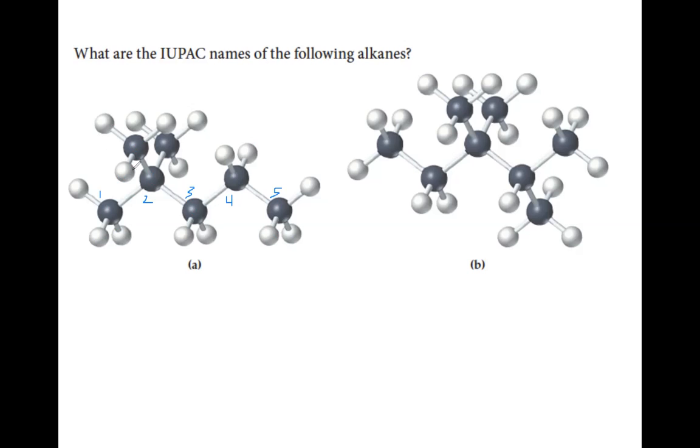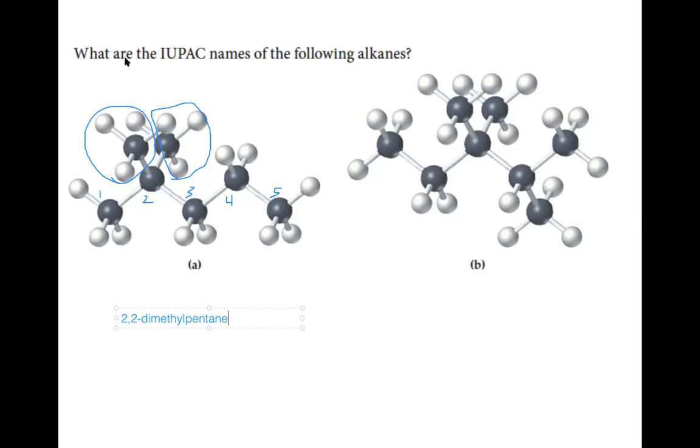And what's coming off of the second carbon? Well, 2 methyl groups. Okay, so what we would write for that is dimethyl, right? Because there are 2 of them. Oh, but there are 2 groups, right? So 2,2-dimethyl. Yeah, I think that's right. 2,2-dimethylpentane.